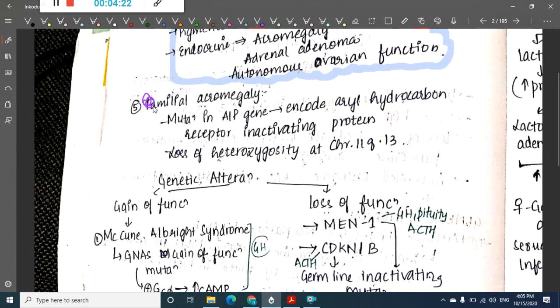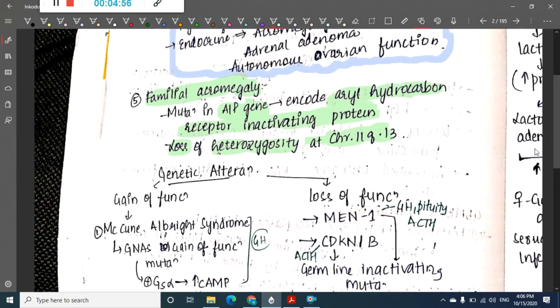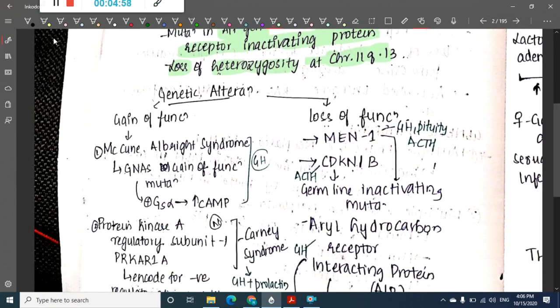Then we have familial acromegaly. Familial acromegaly occurs due to mutation of the AIP gene, which encodes the aryl hydrocarbon receptor interacting protein, and it is also associated with loss of heterozygosity at chromosome 11q13. These are the syndromes which are associated with pituitary adenoma.